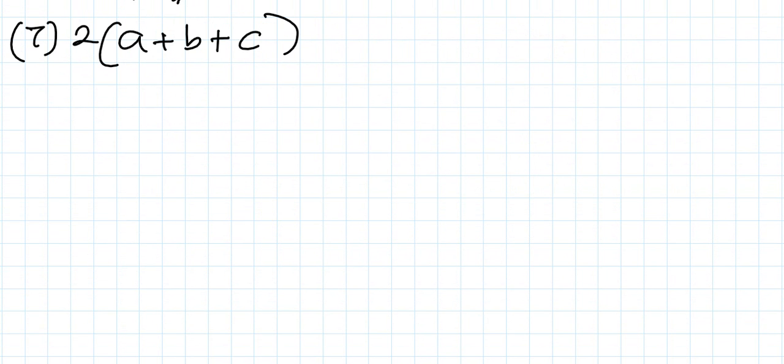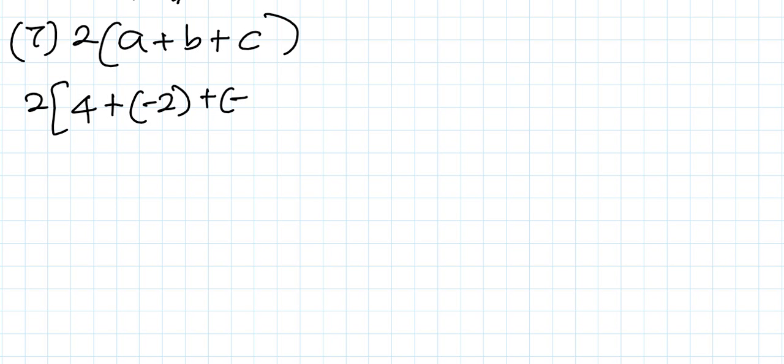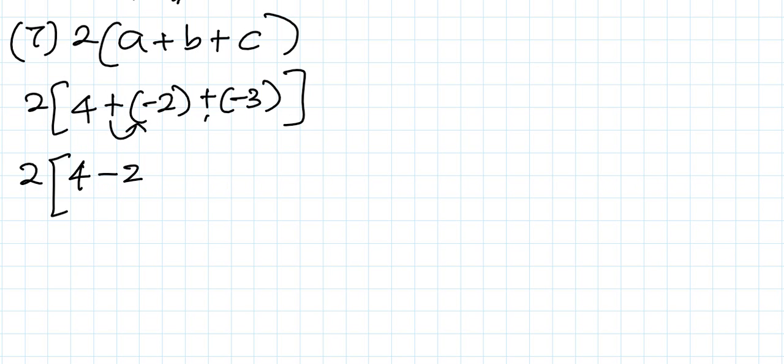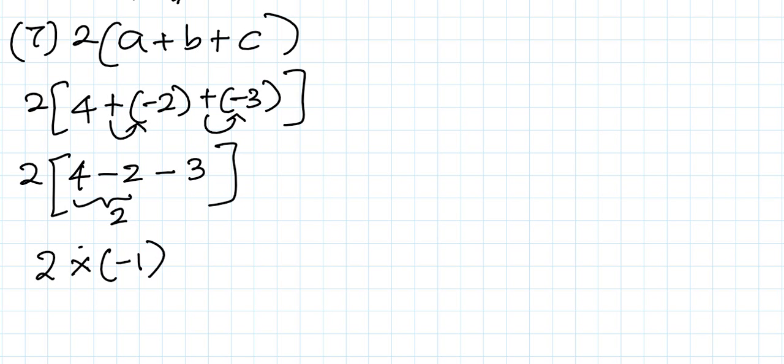Let's go to question number 7. Question number 7 is 2 times (a plus b plus c). So a equals 4, b equals -2, and c equals -3. So again here I get 4. When I simplify this, plus into minus is -2, again plus into minus is -3. So 4 minus 2 equals 2. 2 minus 3 is -1. So I get ultimately -1 here. So 2 multiplied by -1 equals -2.